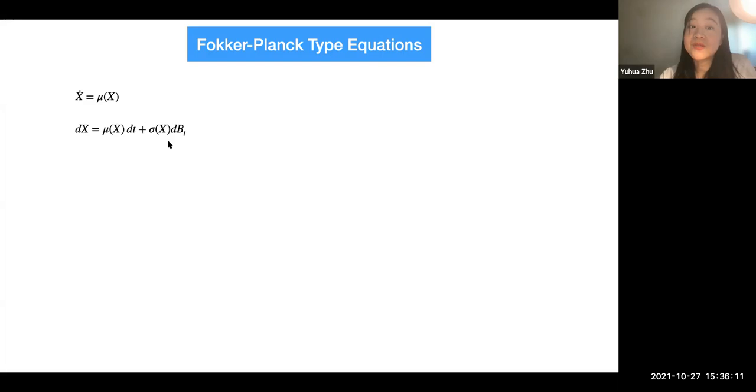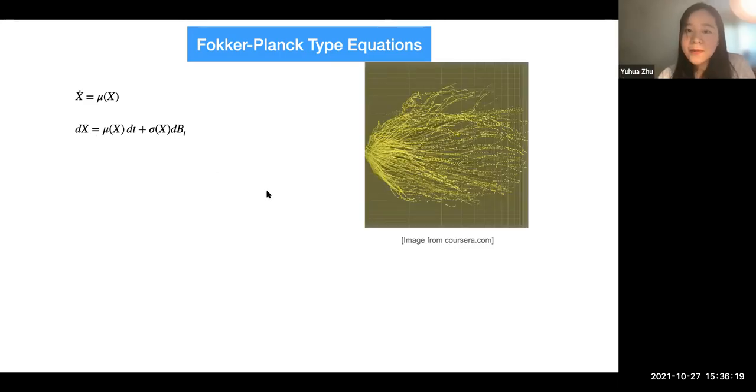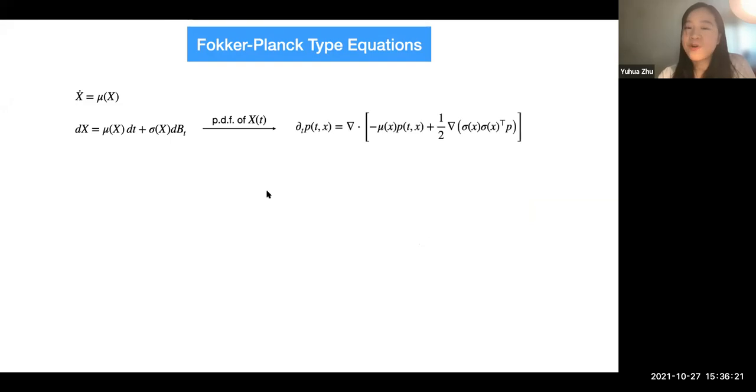What if we have some stochasticity involved in the system? Then this X becomes a stochastic process. How to describe this stochastic process? Here comes the Fokker-Planck equation. So the solution of this Fokker-Planck equation describes the probability distribution of this x at time t. And on the right-hand side, we have a drift term, where mu is the negative of the velocity, and the diffusion term is 1/2 sigma squared. We can also involve the acceleration, and then we have the system of ODE.